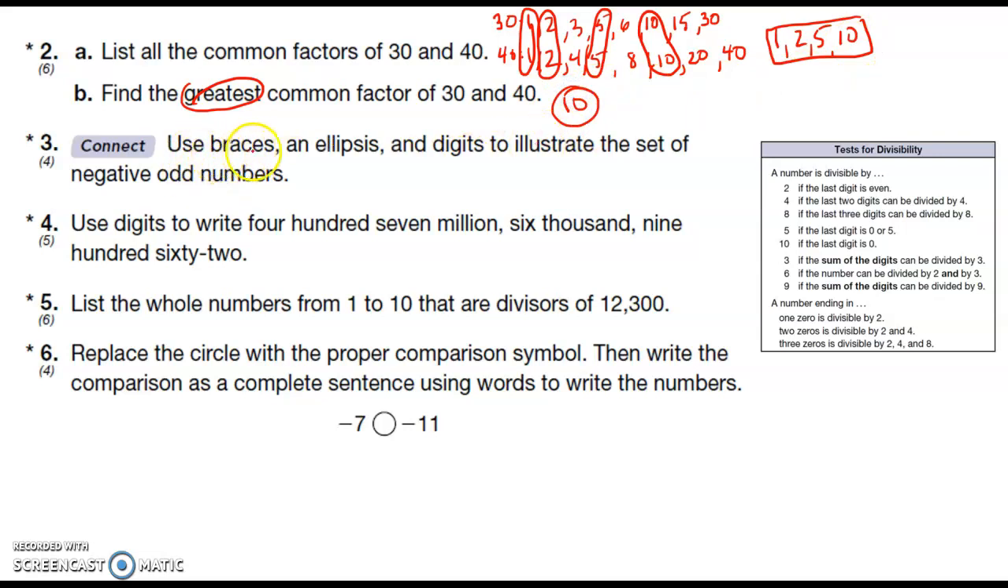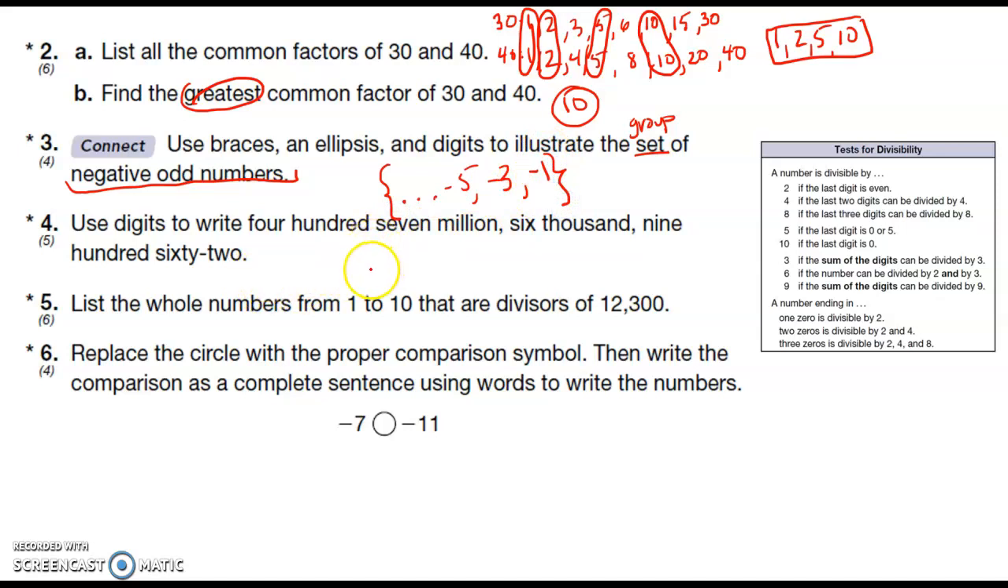Number 3 says use braces, these are the chocolate chips, and ellipsis and digits to illustrate a set or group of negative odd numbers. So we have -1 is the first negative odd number, -3, -5, and it goes on and on and on in that direction. So I'll put my chocolate chip here, my other chocolate chip there, we're good to go.